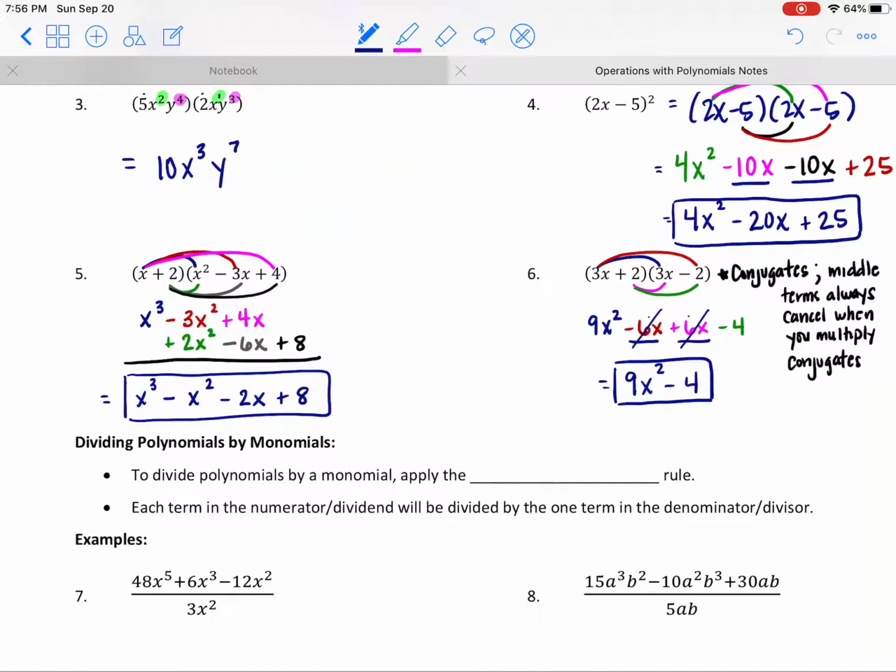What we're going to do here is similar to what we did before. We're still going to apply the quotient rule. When we were multiplying, we used the product rule. When we divide, we use the quotient rule. Now this quotient rule can only be applied when it is division by a monomial, so when the divisor, the thing that's doing the dividing, is a single term.